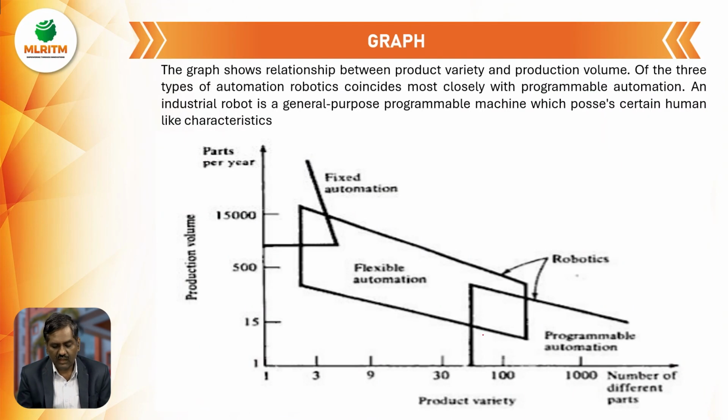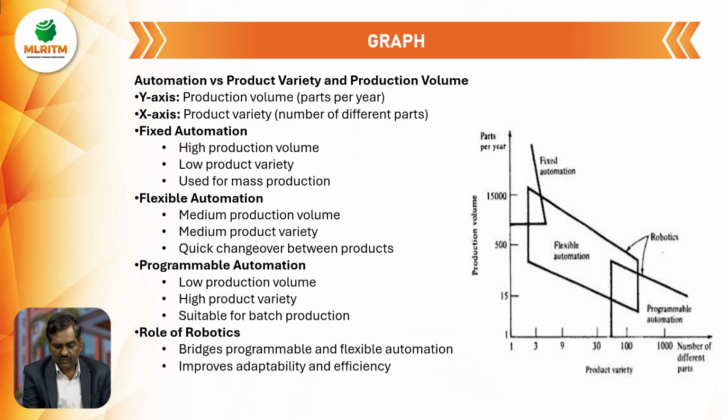And if you see the graph, this graph shows the production volume on the y-axis and the product variety on the x-axis. It shows that fixed automation has high production volume and low productivity rate, which is basically used for mass production.